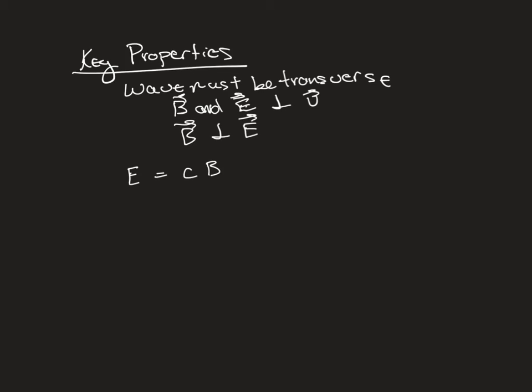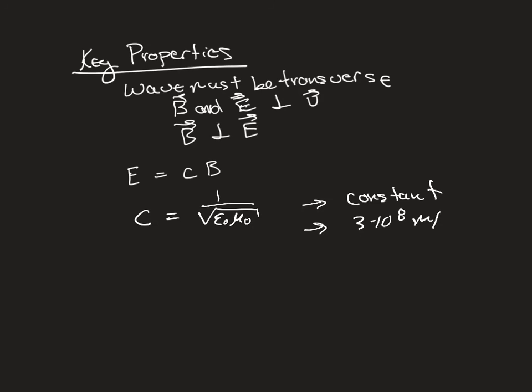And then finally through Ampere's law, we learned that the speed of the wave, which we're going to call the speed of light, is equal to 1 divided by the square root of the electric constant times the magnetic constant. And so this is going to be a constant in vacuum. And that's going to equal 3 times 10 to the 8 meters per second.